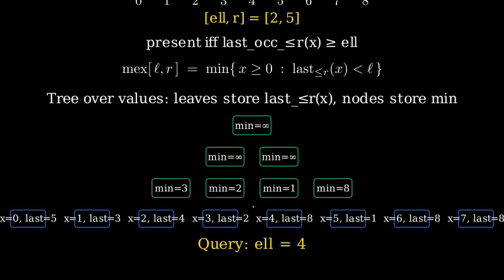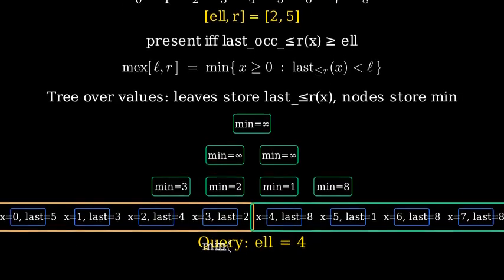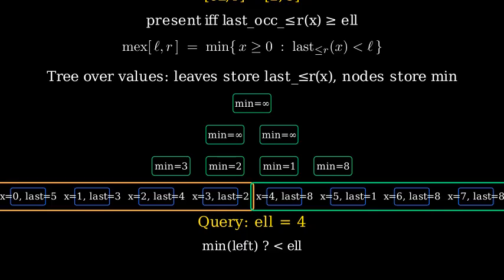To answer MEX for a given L and R, we descend from the root. If the left child minimum is smaller than L, the answer lies on the left. Otherwise, it lies on the right. We stop at the first leaf that violates the inequality, which is the MEX.